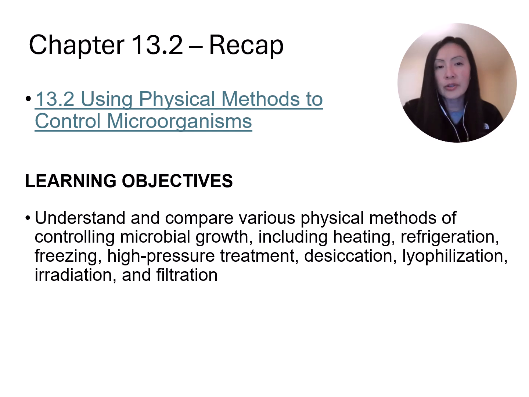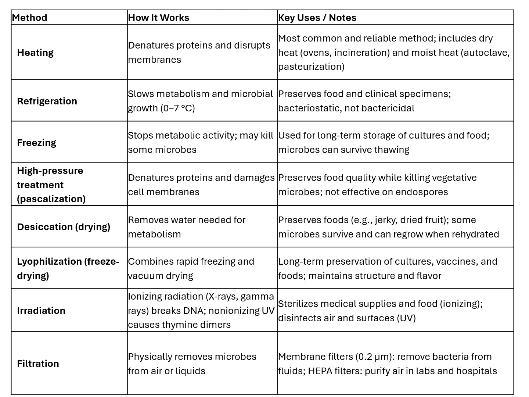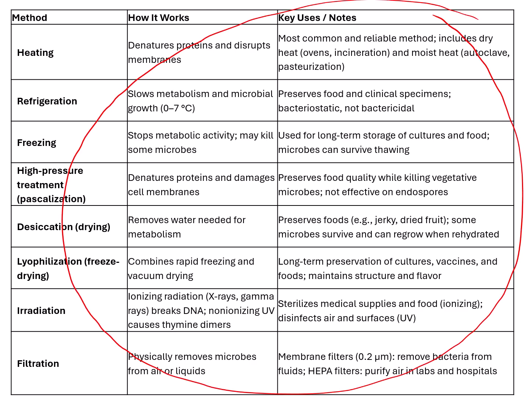And our 13.2 learning objective really asks us about the tables that we just saw. So we want to understand and compare all of these different physical methods of controlling microbial growth: heating, refrigeration, freezing, high pressure, desiccation, lyophilization, irradiation, and filtration. So what I did here is to provide an empty table, and in the next slide, you can see the answer key. All right, and here is the key. This is kind of an abbreviated key compared to the previous table and slides, but it's nice to have an overall general picture of each of these physical control methods.